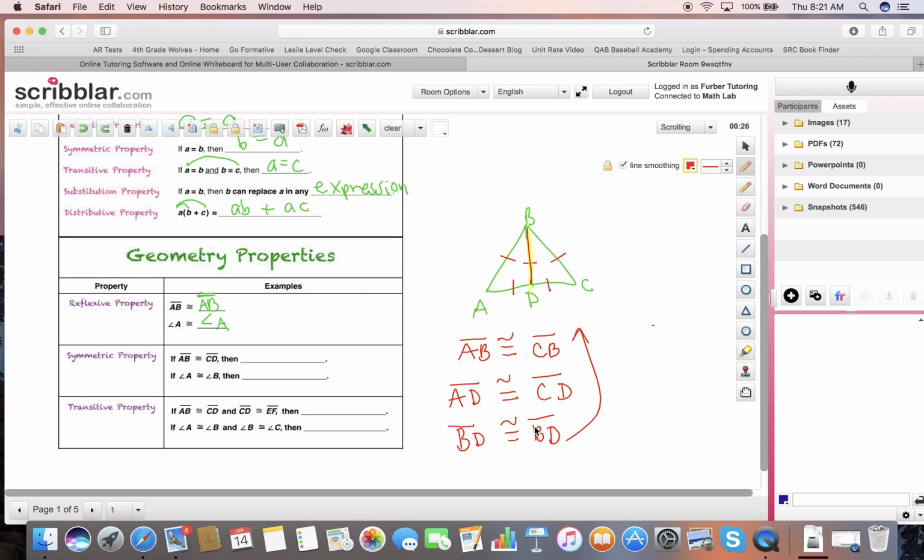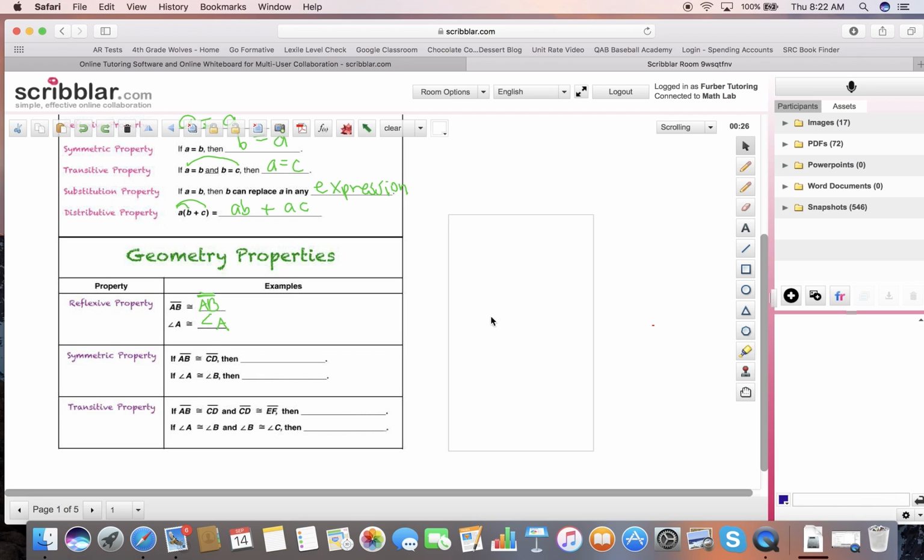But I have to list it separately because I'm relating it to two different triangles. And the same thing would be true if I have a shared angle, right? So angle D here and angle D here, okay? Or angle B here and angle B here, okay? So that's the idea behind the reflexive property. We'll learn more about that when you get to proving congruent triangles.